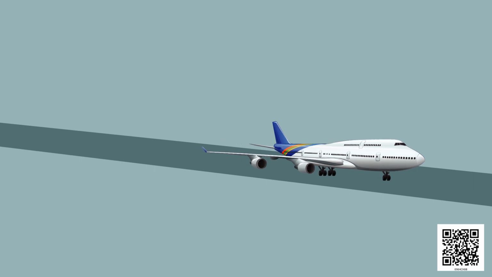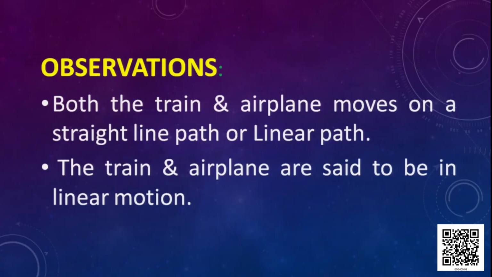Then what would be the observations from these two examples? Both the train and aeroplane move on a straight line path or linear path. The train and aeroplane are said to be in linear motion because both move on a straight linear path. That's why the train and aeroplane are said to be in linear motion.